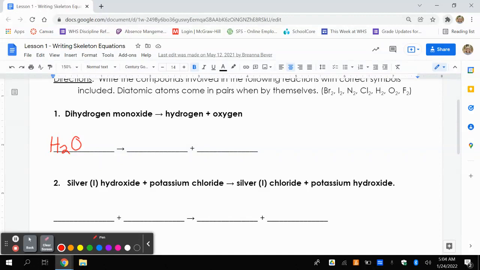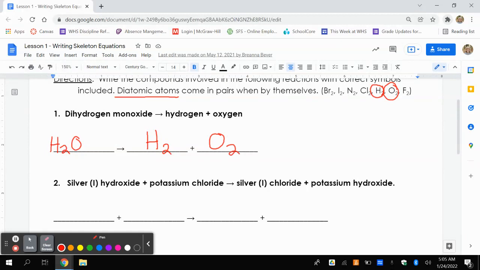Then we look at hydrogen and oxygen. If it's an element, we write out the element symbol for it. The only thing we have to pay attention to is our diatomic atoms. Hydrogen and oxygen are both diatomic. So hydrogen becomes H2 and oxygen becomes O2.